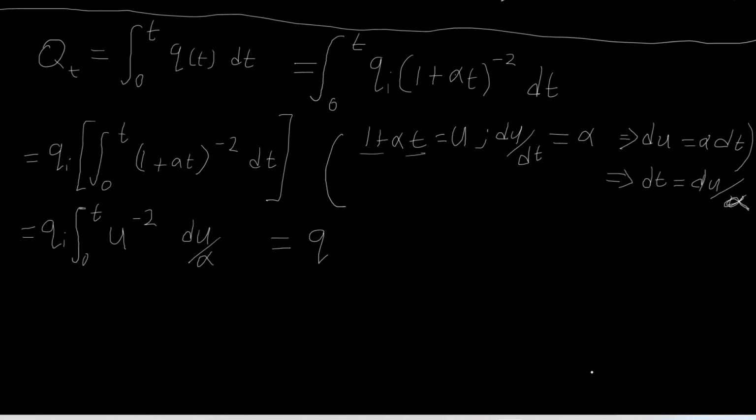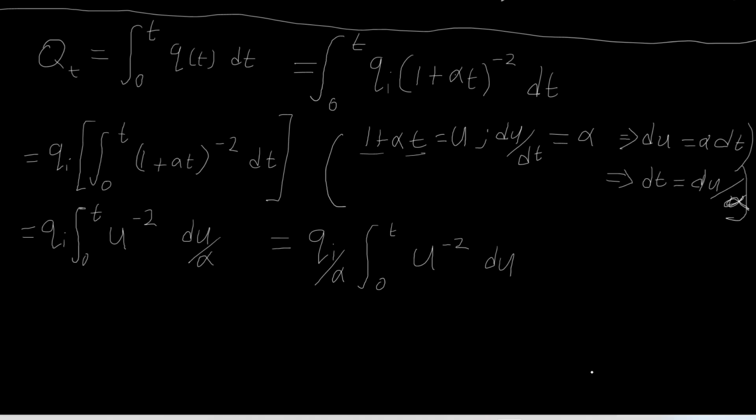Now alpha is a constant, we cannot take it out, and we are having qi over alpha, the integral from 0 to t, u to the power minus 2 du, right? Okay. So now we can integrate using our normal method. Since our value is raised to power minus 2, we are simply going to add 1.